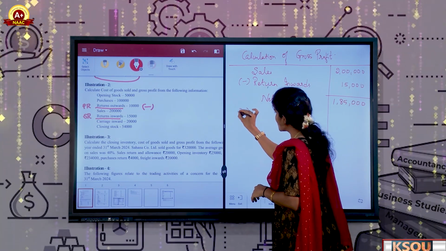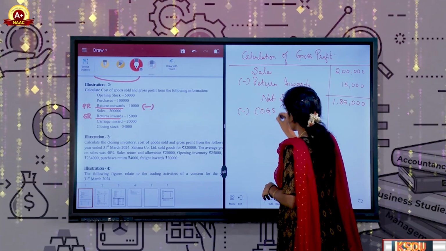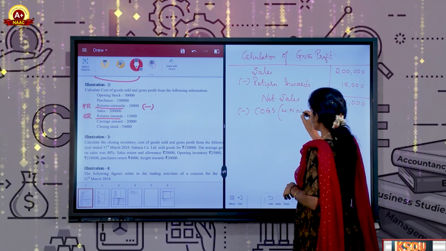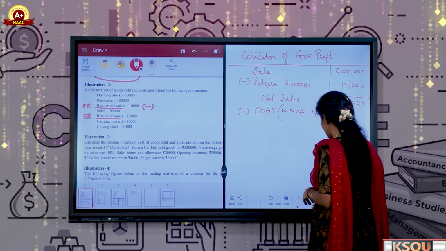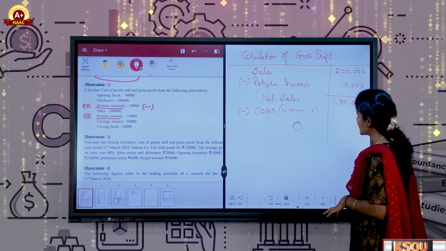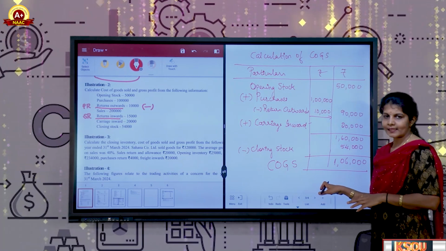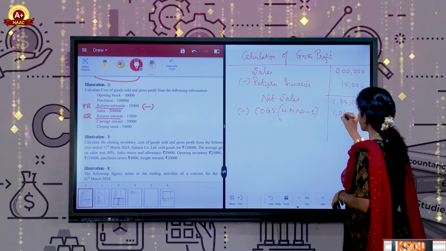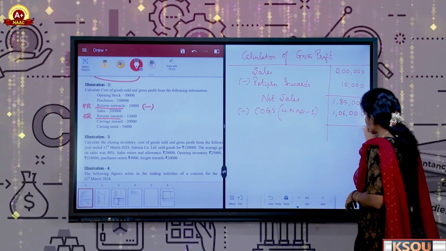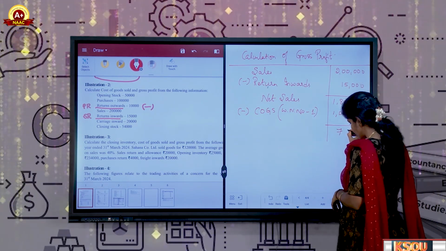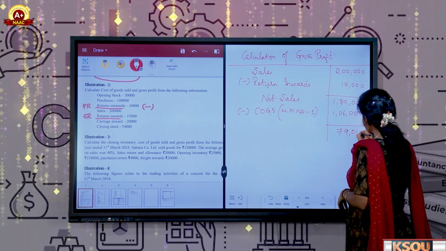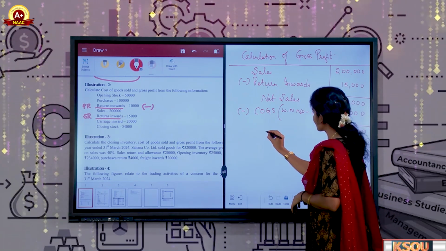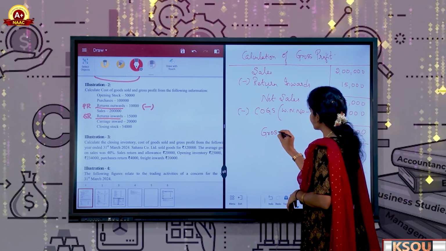Net sales. Now deduct cost of goods sold. The cost of goods sold which we have calculated, we can say is working note number 1. As we have already calculated the cost of goods sold on the previous page, that 1,06,000 rupees, that should be deducted from the net sales. 1,06,000, and the balance we get is 79,000. 79,000 is called gross profit.